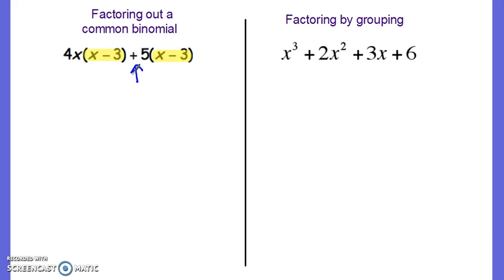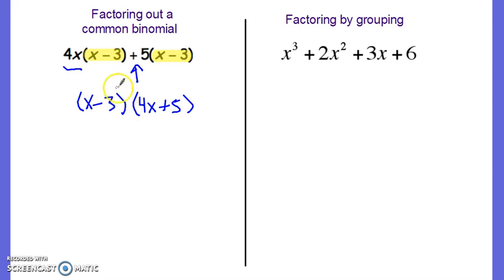So if there's a 4x times x minus 3, and there's a 5 times x minus 3, what we can do is remove that x minus 3. That will become one of our factors. Now multiplied, notice no longer added in the middle, it's multiplied by 4x plus 5.